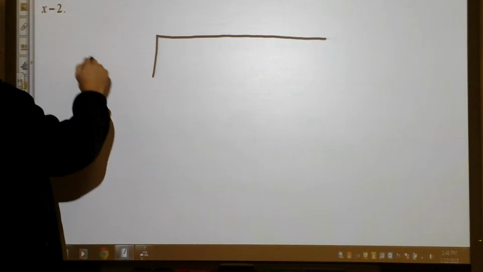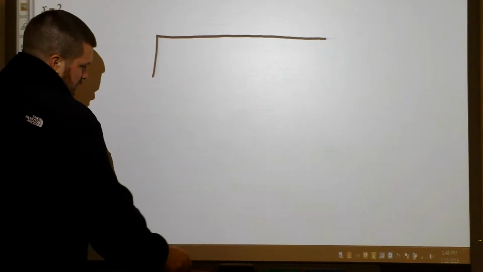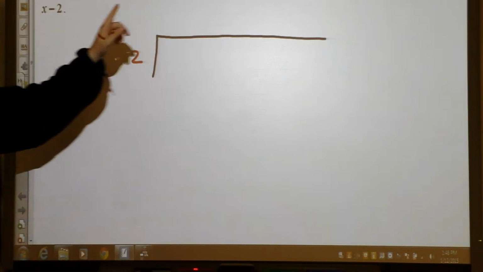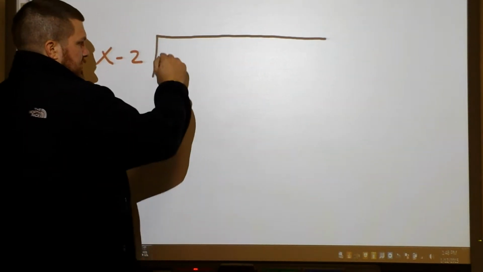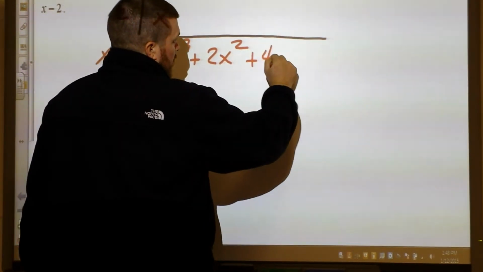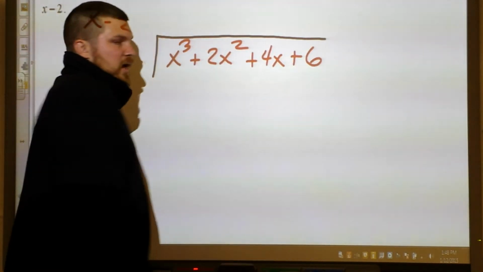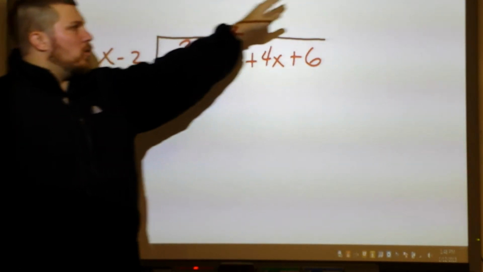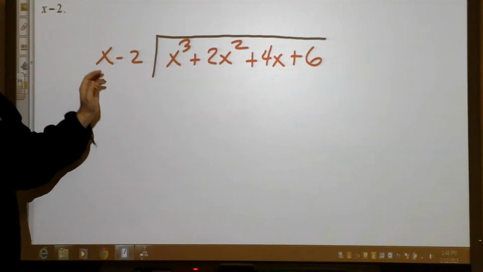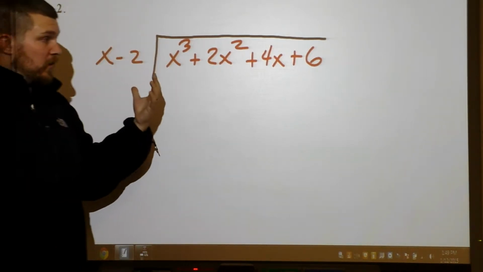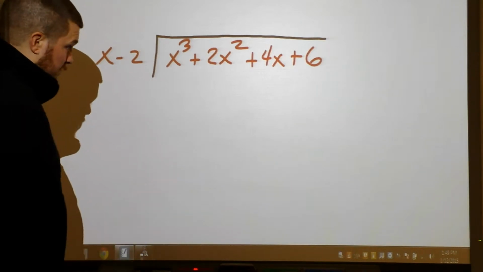Okay? So first off, our divisor goes on the outside. So x minus 2. And then our cake goes on the inside. So x cubed plus 2x squared plus 4x plus 6. And like synthetic division, if you're missing a piece, either in your dividend or your divisor, you have to represent it with a 0. I'm not missing any pieces, but if I were, I would have to put a 0 in as a placeholder.